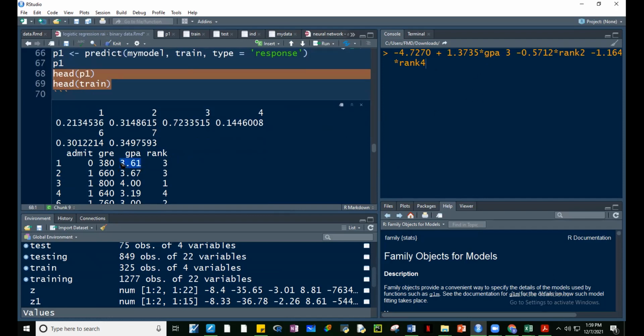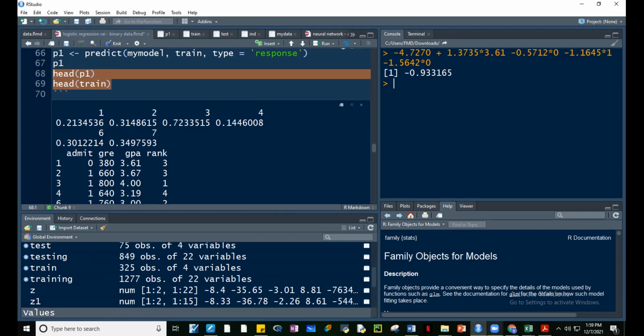So yung first observation natin, ang GPA niya 3.61. So I'm going to copy this, Control C, and then replace this by Control V. Delete. And then rank 2, let me replace this with 0. Hindi siya papasok. Rank 3, 1 siya kasi rank 3 siya dito, so kasama siya. And then rank 4 is 0. There. Okay, so if we run that, compute, we get negative 933.